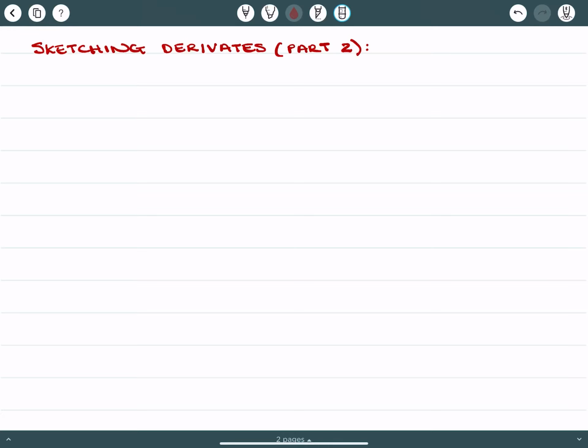Welcome back. So we're going to go a little bit further in looking at the sketch of derivatives from the original function, and I'm going to try something a little bit experimental today. I'm going to invite my son to come and join us, and I'm going to see if I can teach him some of the basics of sketching the derivatives.